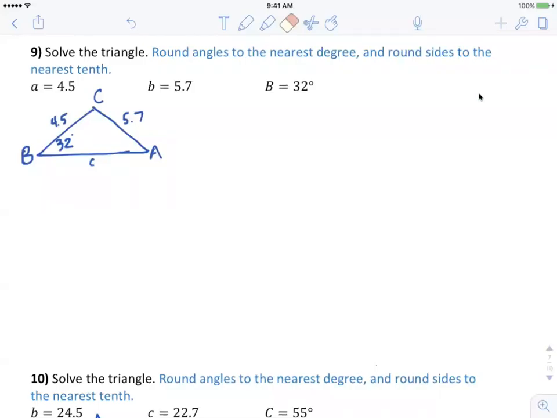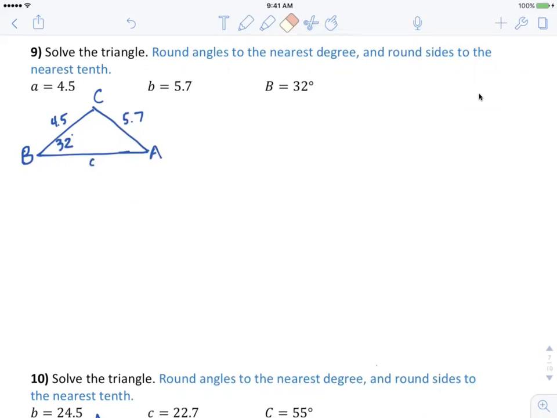Hey everyone, we're still in 8.1. We're going to finish off the note packet. This is page 7. This one asks us to solve the entire triangle. So we've got to find all of the missing angles and sides. So I went ahead and drew it. So we have the picture there.